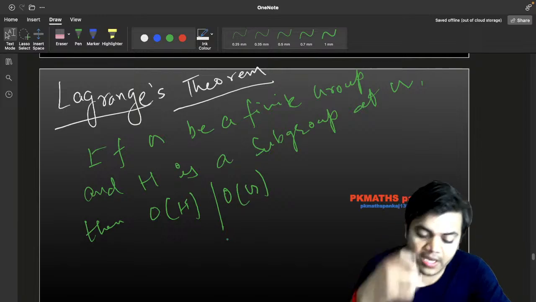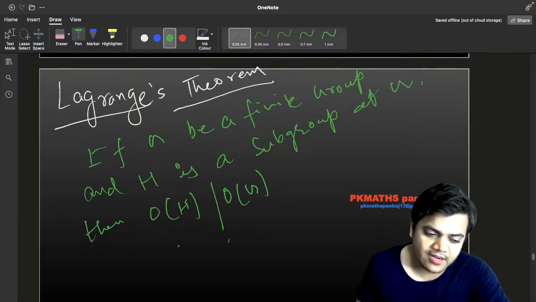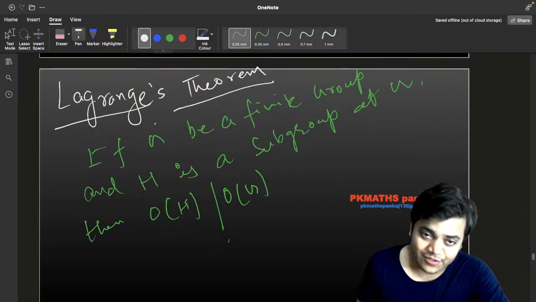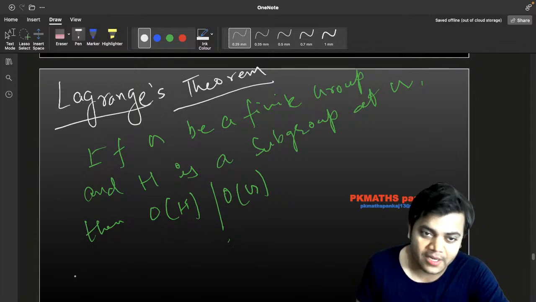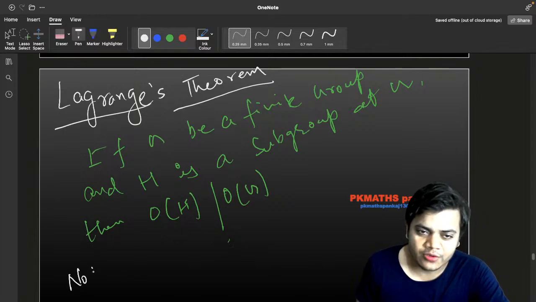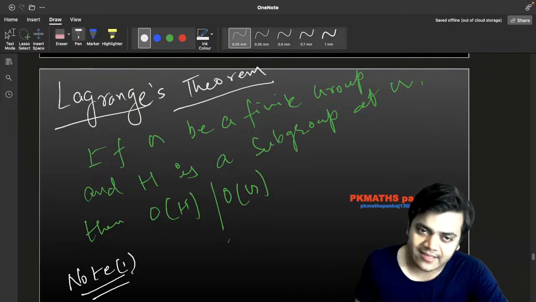So, what is the conclusion? What is the converse of this? Is the converse true? No, it's not true. The converse of this theorem is not true. I will give you the counter example. But before going to that counter example, we must note some facts.